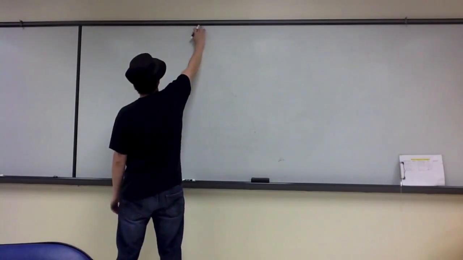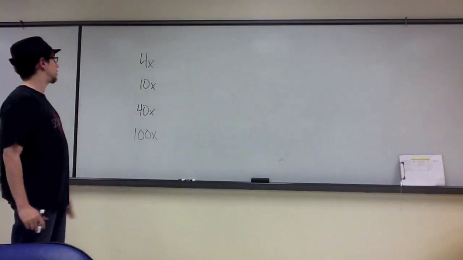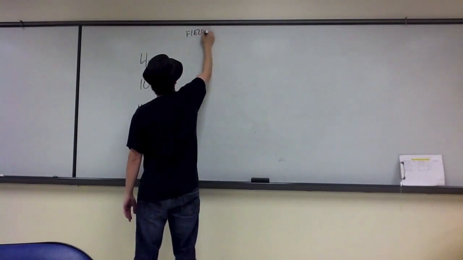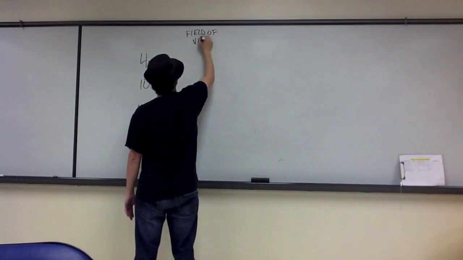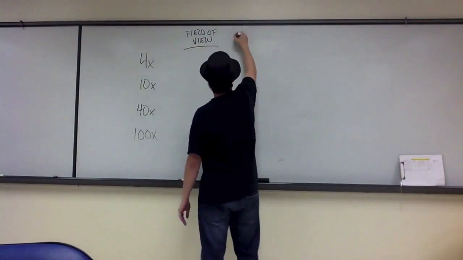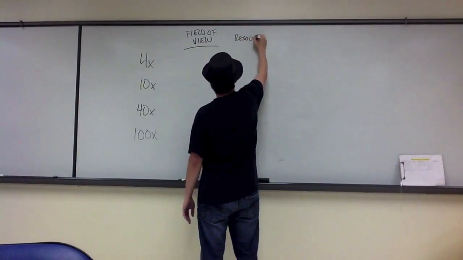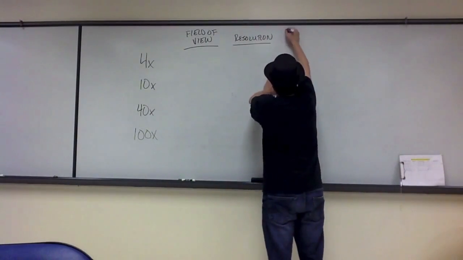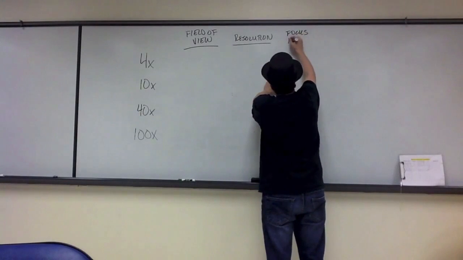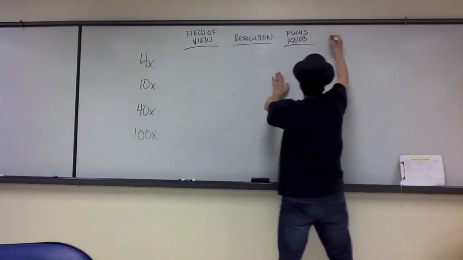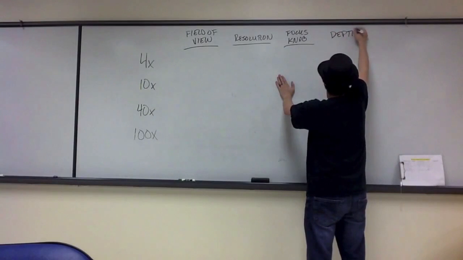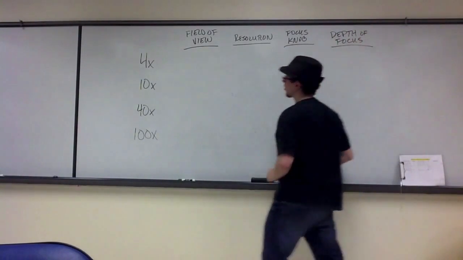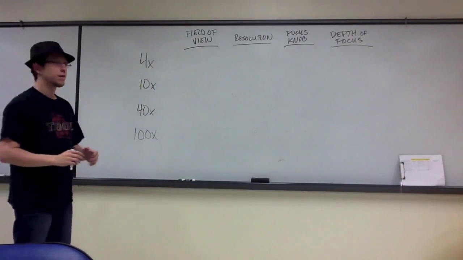Okay, so the various characteristics I want to talk about relating to these different objectives include field of view, resolution, the focus knob that we use with each of them, and the depth of focus. And we'll talk about each of these.